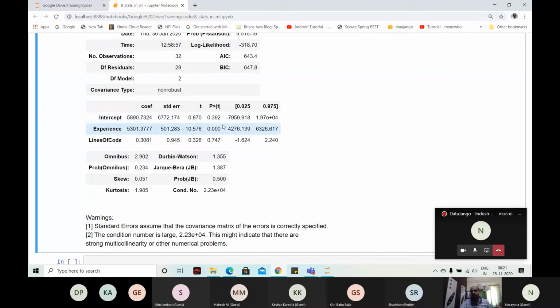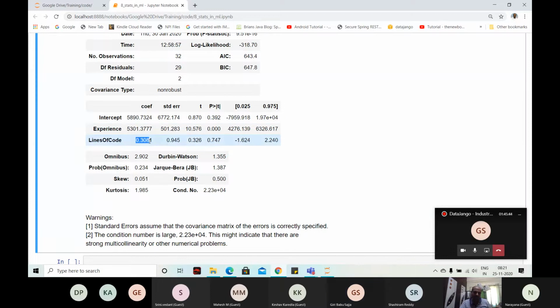What does that mean? Is this intercept important? Is this lines of code important in predicting the salary? Sir, lines of code is not important. Narendra said important. What I want to ask is, when I say lines of code, it's basically the coefficient of lines of code. Is that correct?